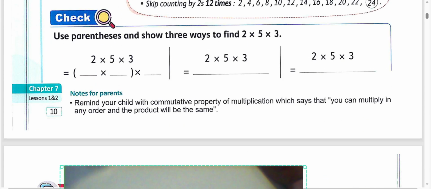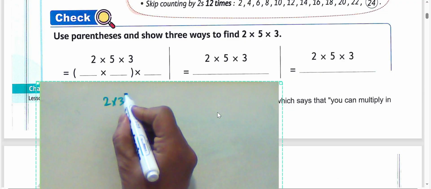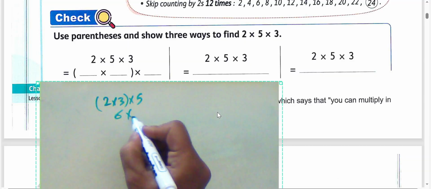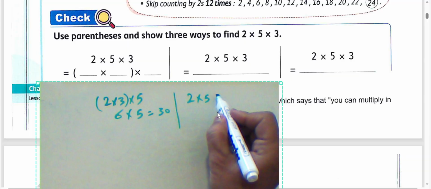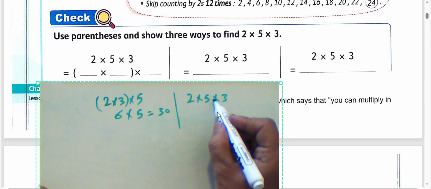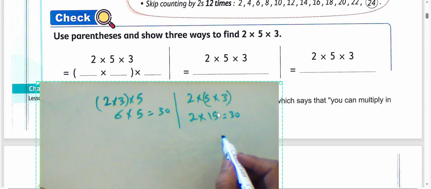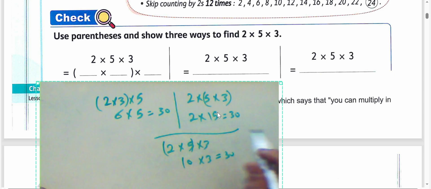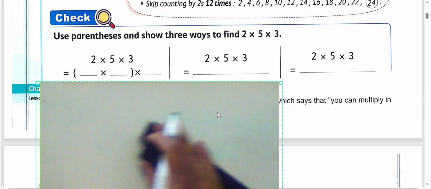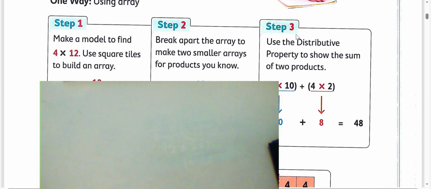Like this, 2 times 5 times 3. You can check your answer by writing 2 and 3 in brackets, multiplied by 5. 2 times 3, 6, 6 times 5 equals 30. And also 2 times 5 times 3, you can put brackets here around 3 and 5. 5 times 3 equals 15, 2 times 15 equals 30. Or 2 times 5 times 3, we can put brackets here, 2 times 5, 10, 10 times 3 equals 30. Then we have the same answer. You call it the associative property. Commutative means replacing the place of two digits.